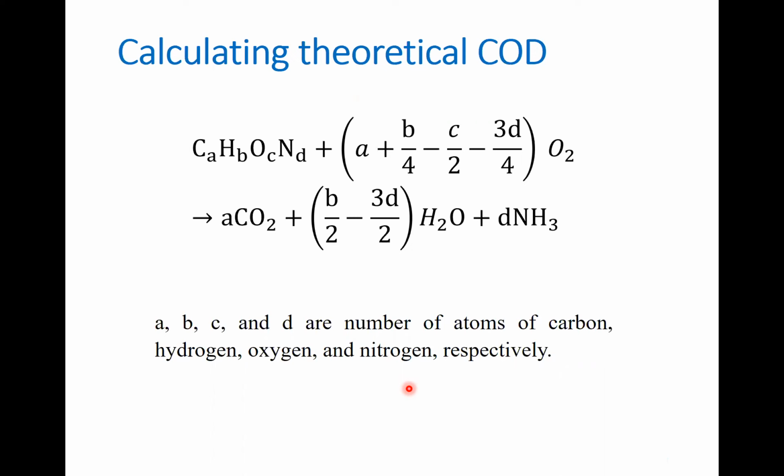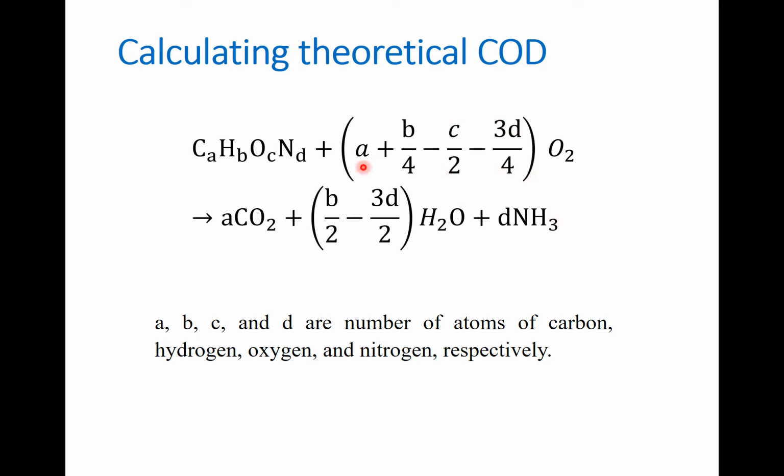Here, if we have a material or a waste or any chemical compound with the formula CaHbOcNd, which means that a, b, c, d are the number of atoms of carbon, hydrogen, oxygen, and nitrogen, respectively, how many moles of oxygen do I need to use to oxidize this material? I can actually have this kind of balance.